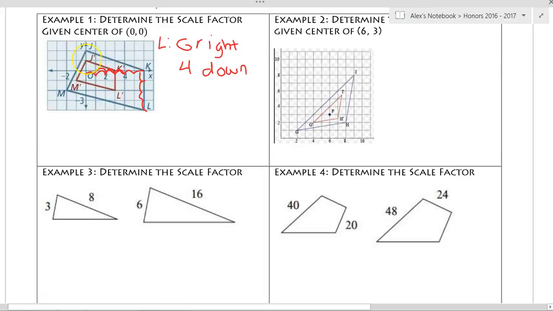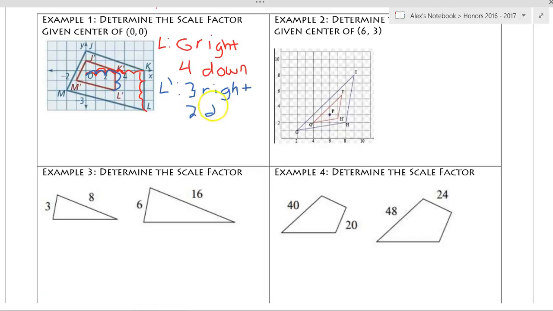Once I have L, I need to find the dilated point as well. The dilated point is that L with the apostrophe. That means it's the second figure. It's not the original. It had to be given something else for its name. So L with an apostrophe, and it's pronounced L prime. So I'm going to find my distance to L prime. So I go over 1, 2, 3, right? So it's 3 right. And it's 1, 2 down.